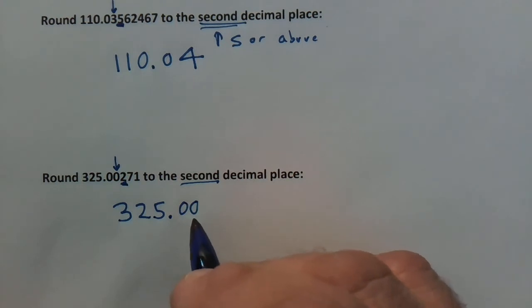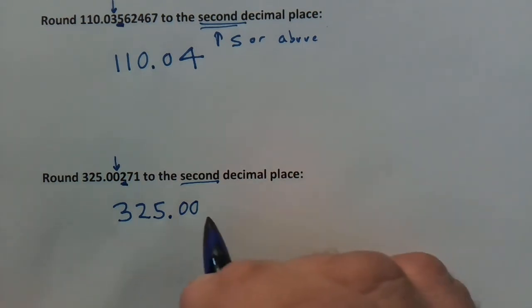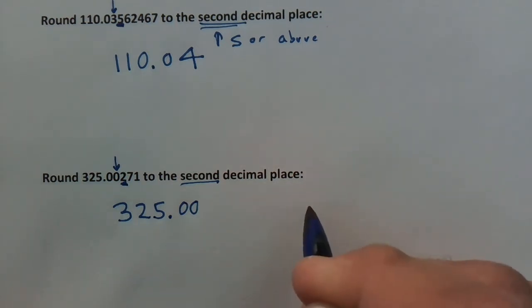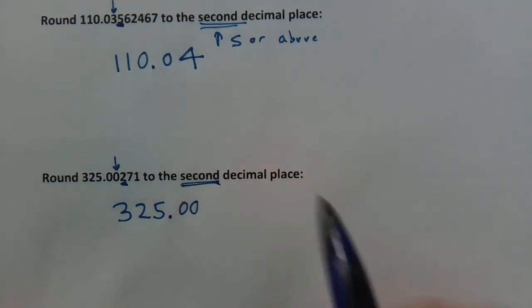325.00. And because we're rounding, we truncate all the other numbers. In other words, we cut them off. We don't write any of those additional numbers after the second decimal place.